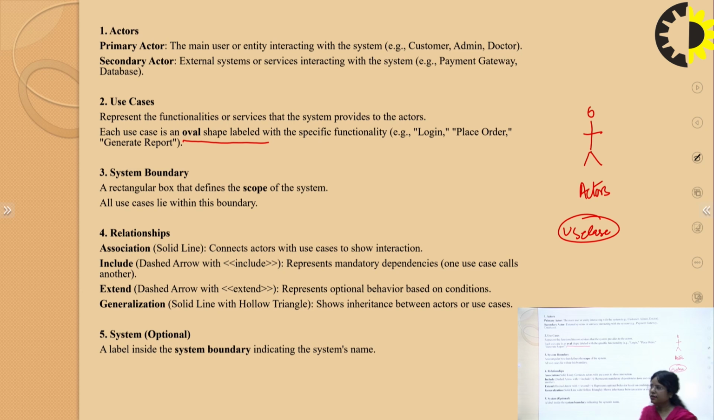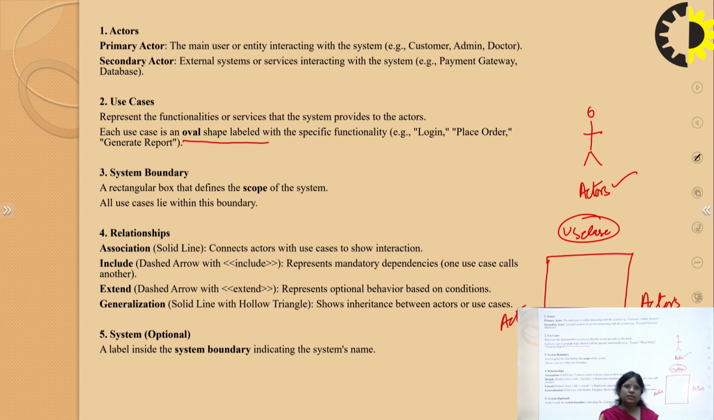The system boundary is represented by some rectangular shape box. So, these actors are put outside this boundary, and all the use cases we keep inside this boundary, the system boundary.